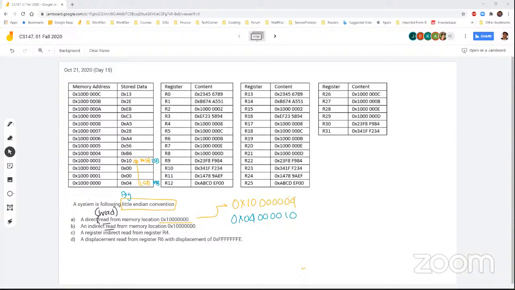Okay, that is direct addressing, and direct addressing practically means we are accessing directly starting from this address. That is the direct addressing.